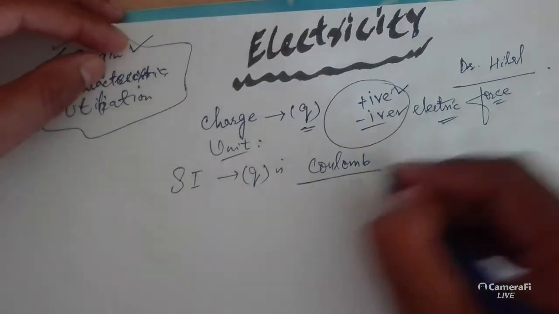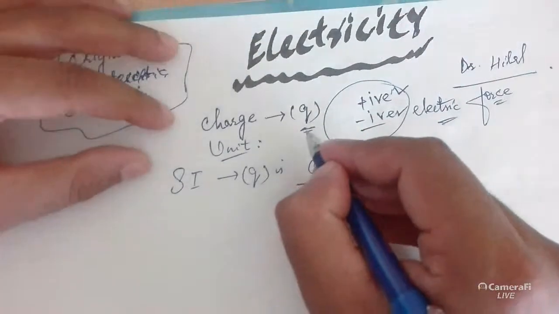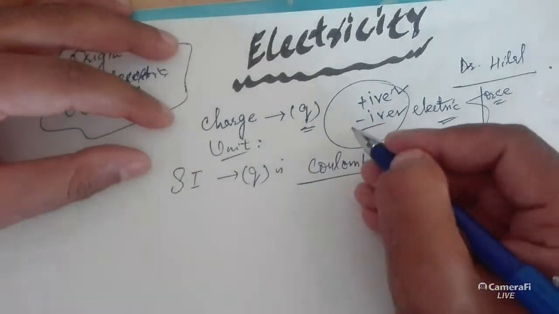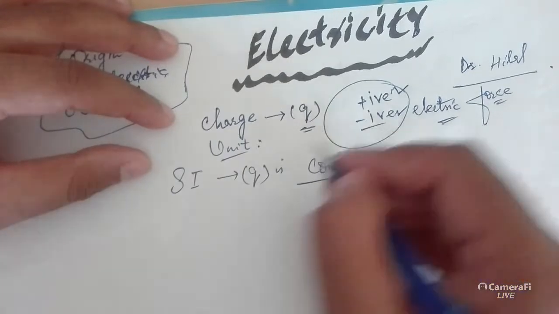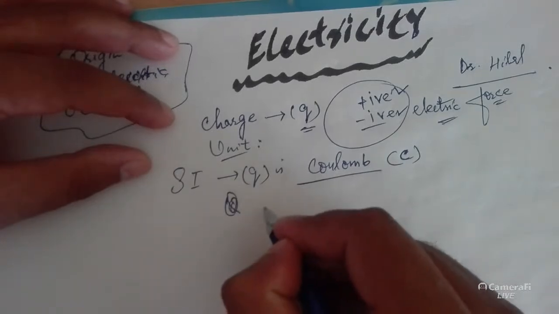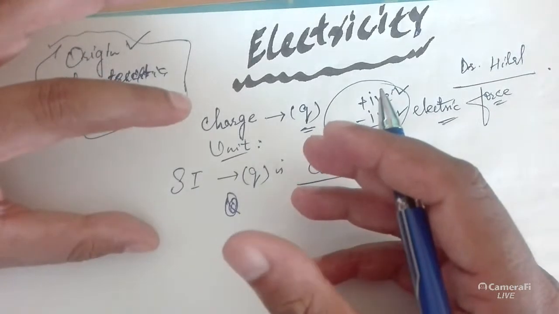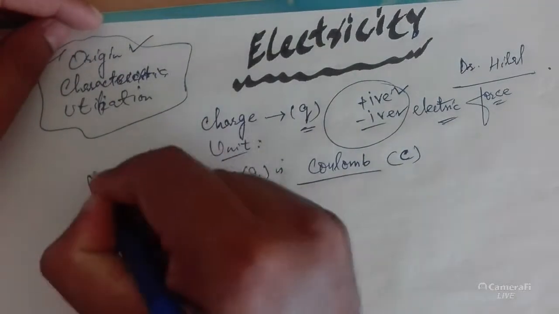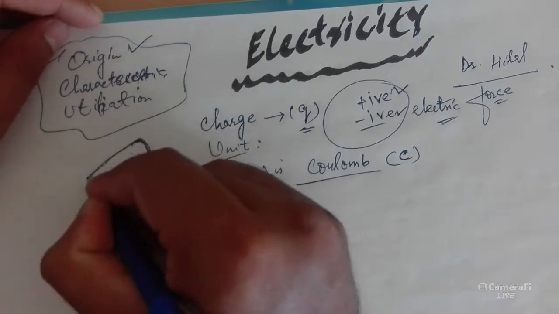This coulomb is represented by capital C. So how much charge is a matter having? We can say a matter is having 1 coulomb of charge, 2 coulombs of charge, 3 coulombs of charge. That is, we can say how many coulombs of charge are there. We know that each and every matter has charge in it, so what are the things in the matter?